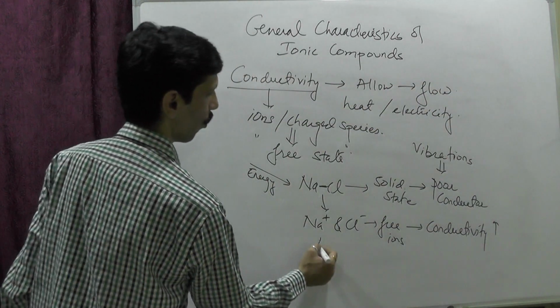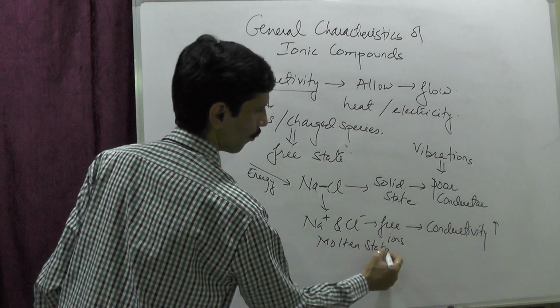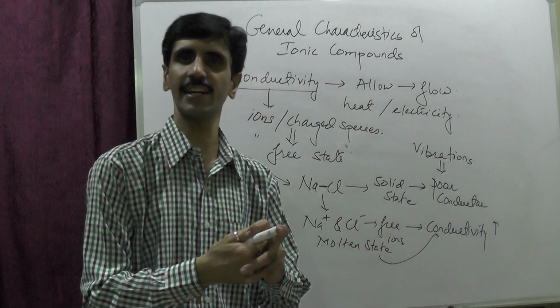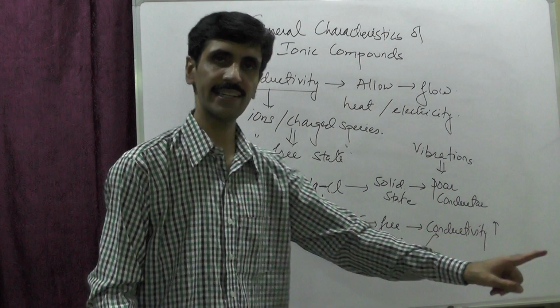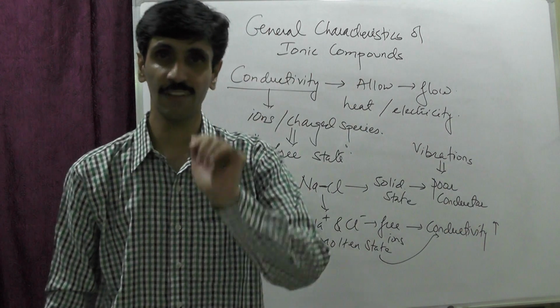Okay, तो ये कौन सा state हो गया अभी? Molten state. Okay, we call it as what? Molten state. When a solid is being heated, it gets converted into a liquid. It is called as what? A molten state. So in the molten state, the conductivity increases. But in the solid state, the conductivity is less.